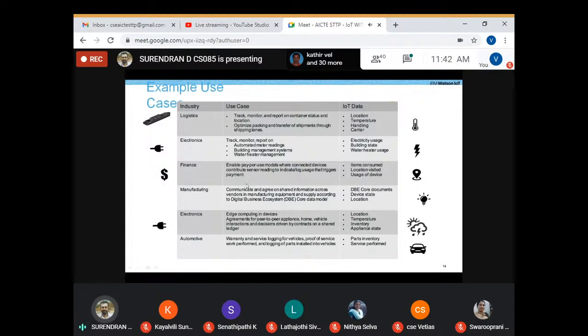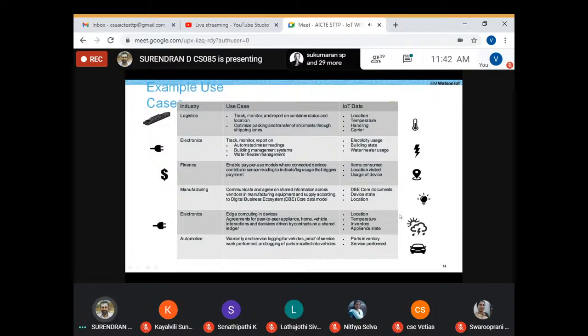So coming to the finance department, the items consumed, location visited, and usage of devices now enable pay-per-use models. This is pretty good nowadays. The commercial part has become very comfortable with the cloud and the internet. You don't have any problems. But still, with blockchain, you have an added level of immutability and accountability that is going to be recorded all along together.